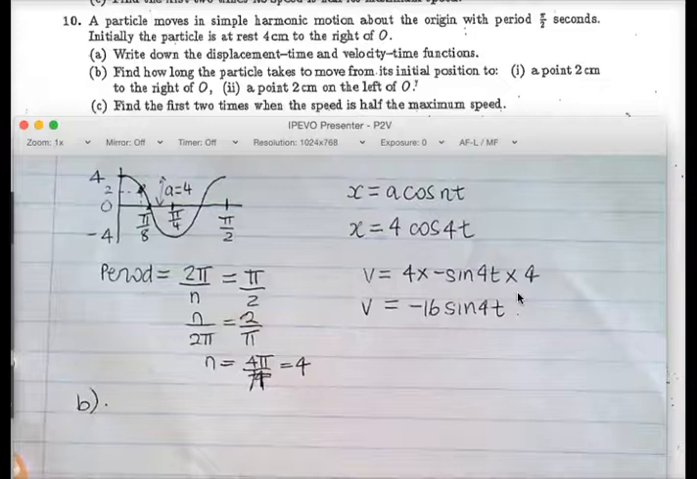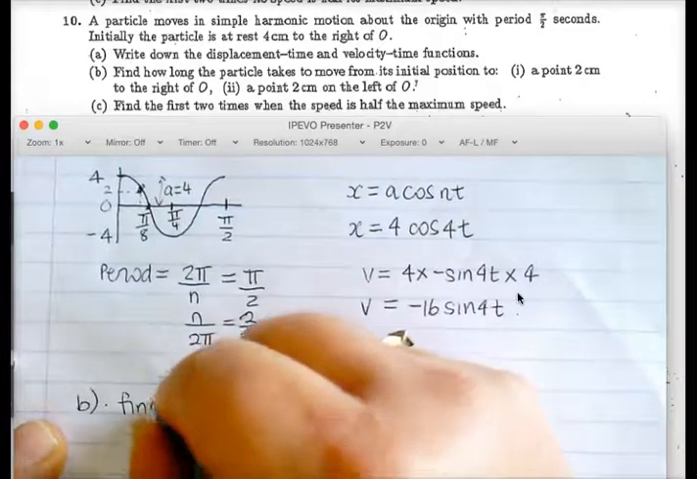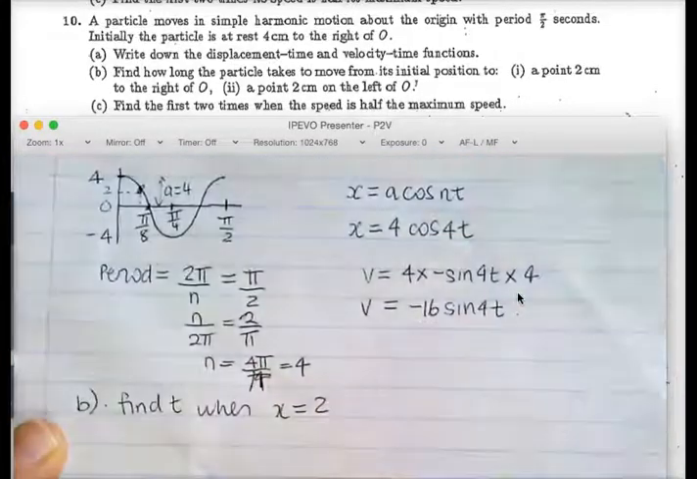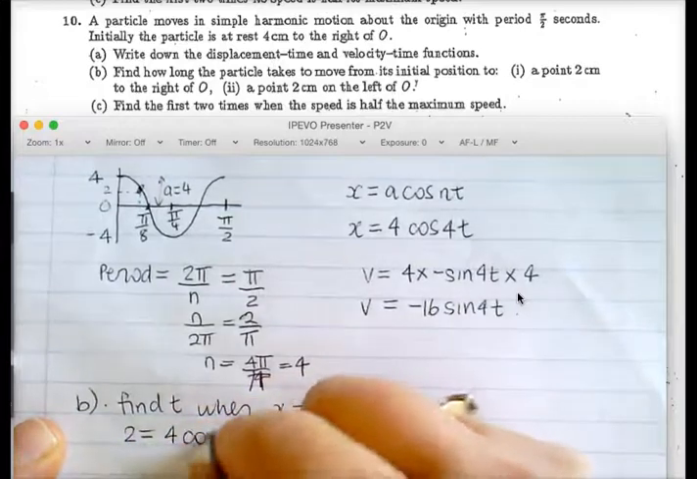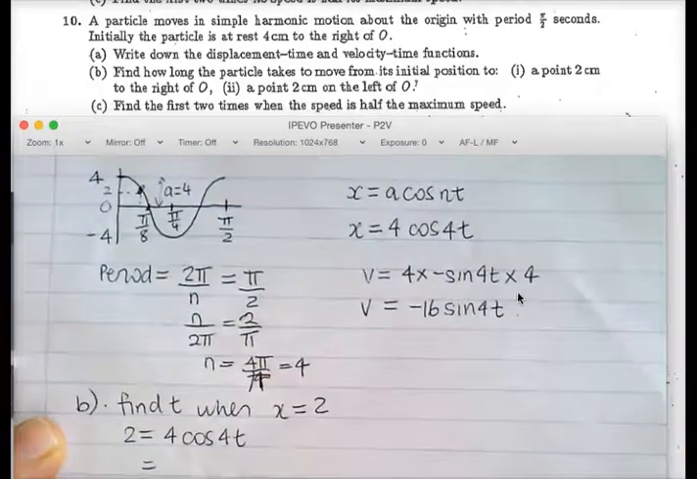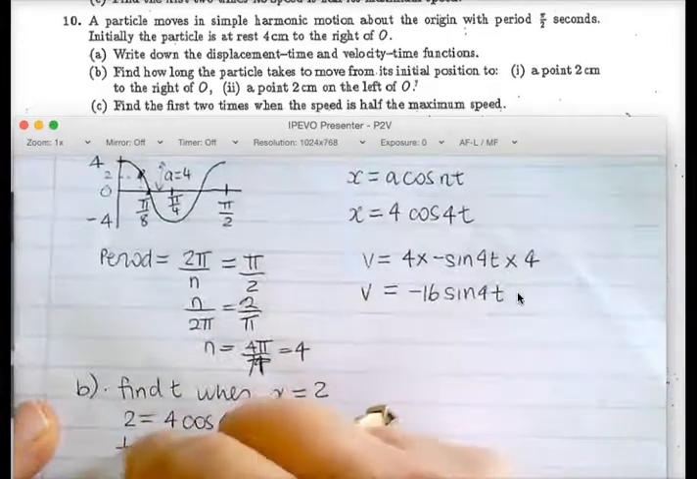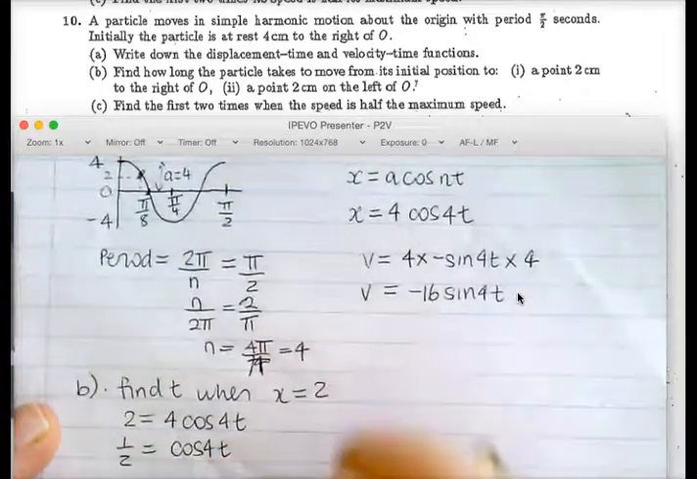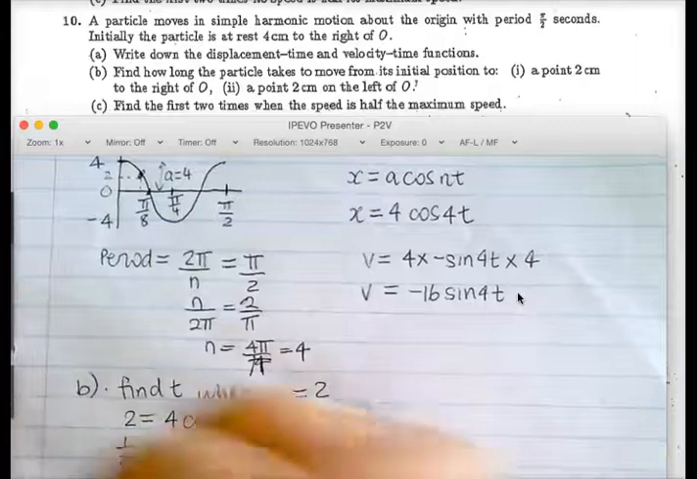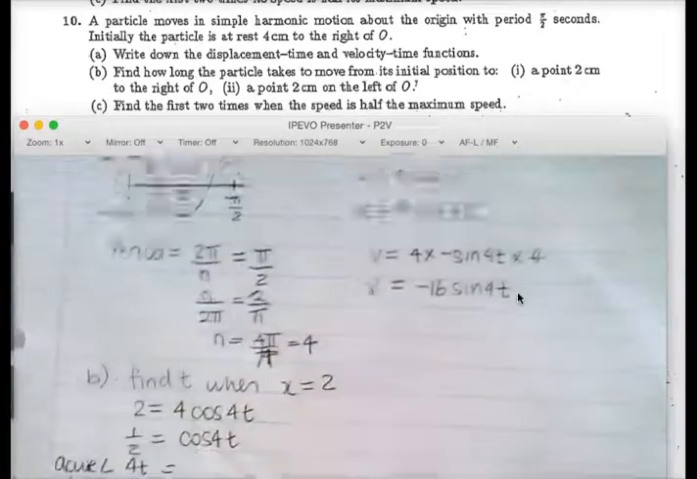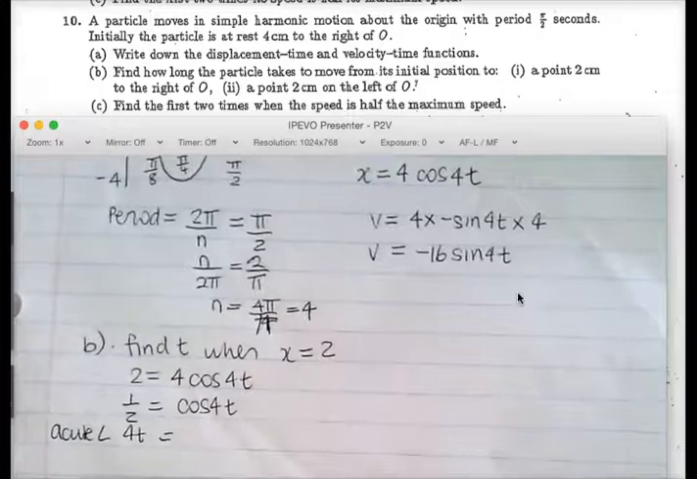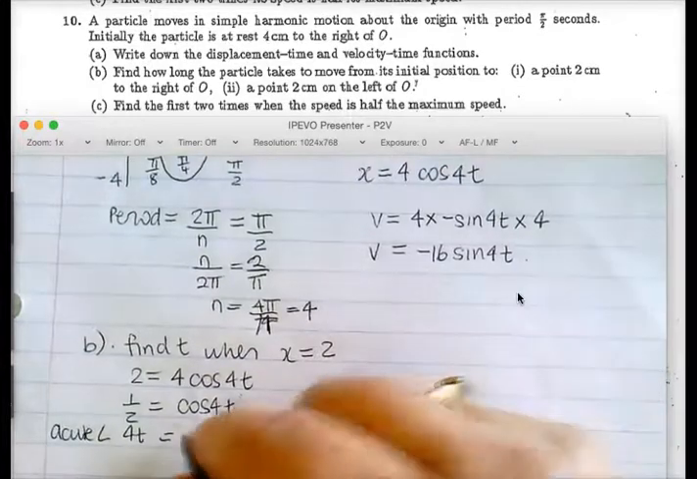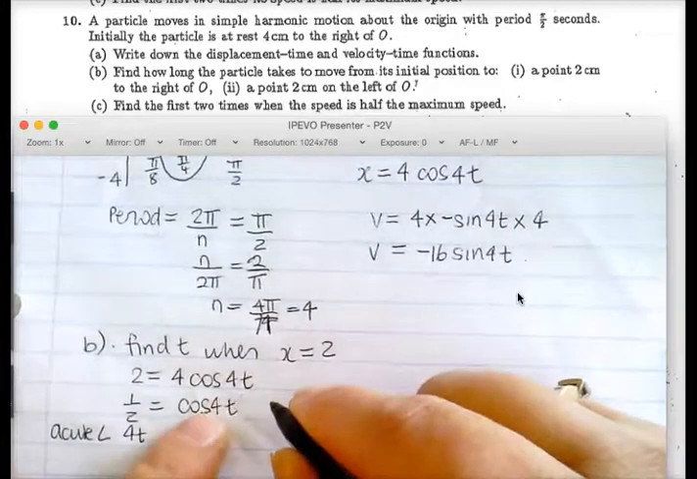All right, so how long does the particle take to move from its initial position to a point 2 centimetres to the right of O? We just want to find the time when x is 2. So we use our displacement function: 2 equals 4 cos 4t. So 2 on 4, a half, equals cos 4t. We just want the first time. So 4t, acute angle. Cos of what is a half? Cos of 60, which is pi on 3.